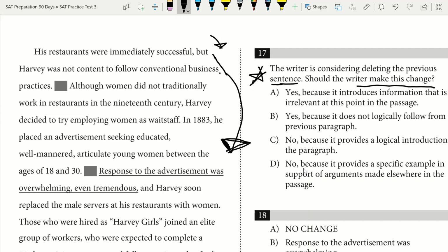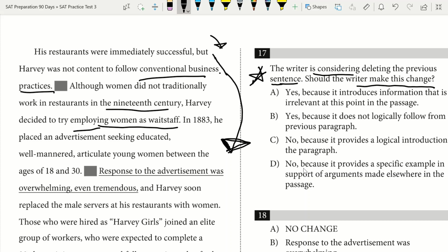So we have, although women did not traditionally work in restaurants in the 19th century, Harvey decided to try employing women as waitstaff. In 1883, he placed an advertisement seeking educated, well-mannered, articulate young women between the ages of 18 and 30. All right, well, this is telling me that he's not following conventional business practices because he's hiring people that weren't normally hired as waitstaff. So that is a good setup into what's to follow in this paragraph. So I am going to want to keep this sentence.